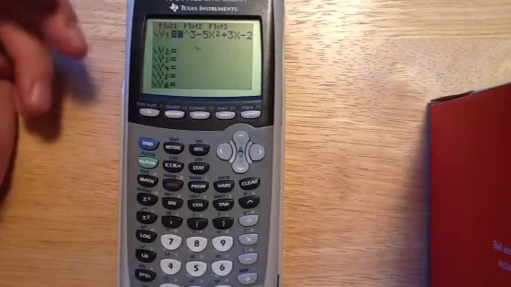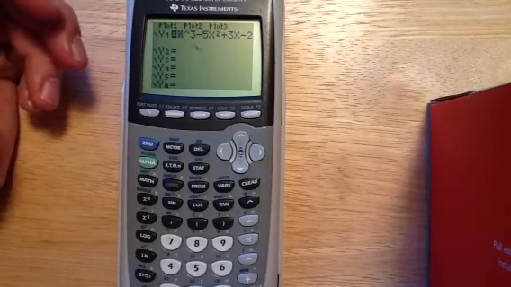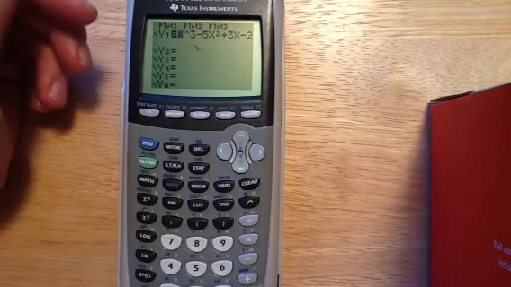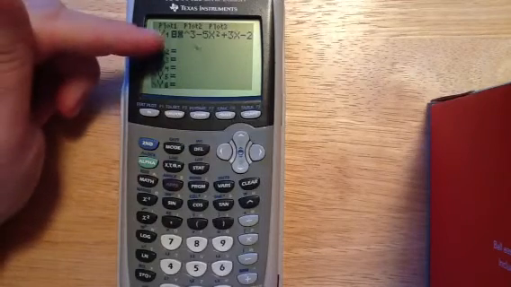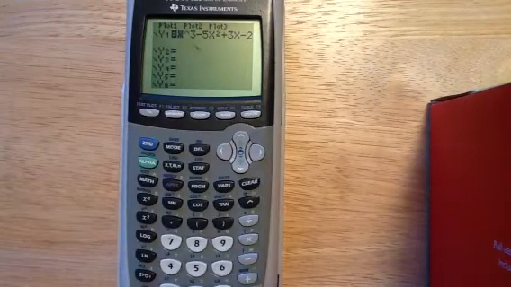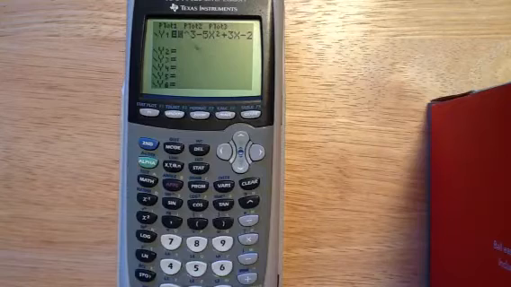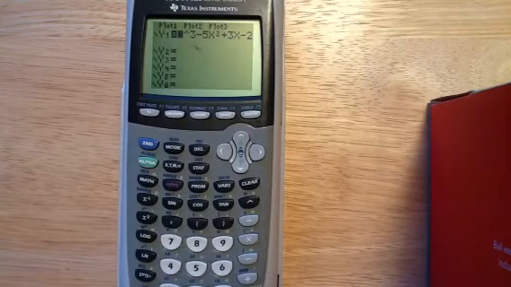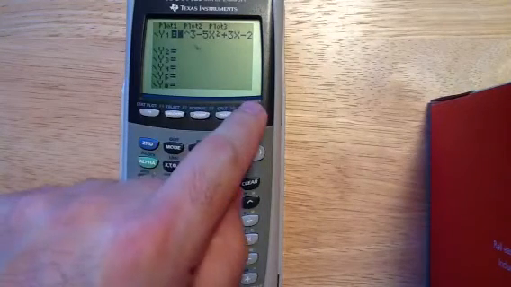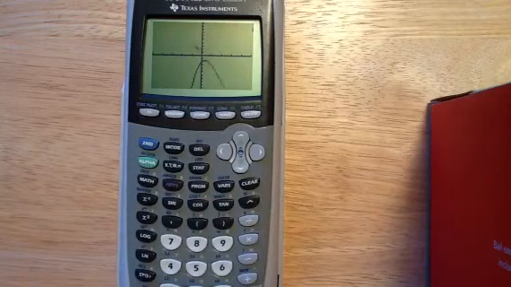I'm going to use this one. If you want to try it along with me, you probably should use the same one, so we should get the same values. I have x cubed minus 5x squared plus 3x minus 2. So we could just go ahead and press graph and hope that we can see our picture.